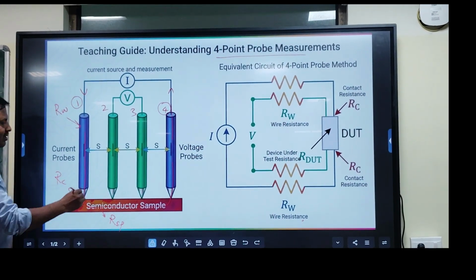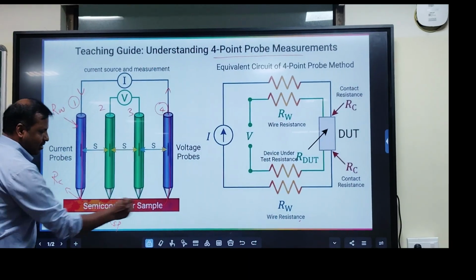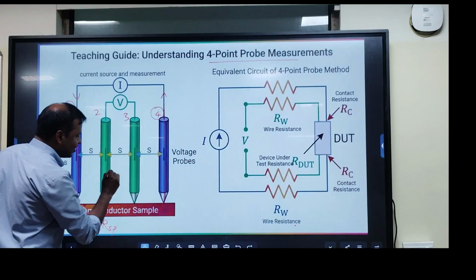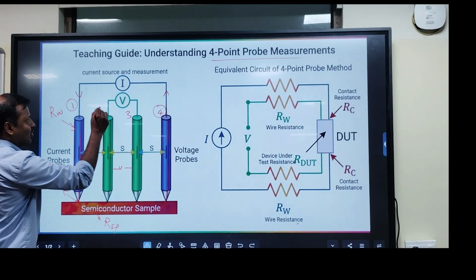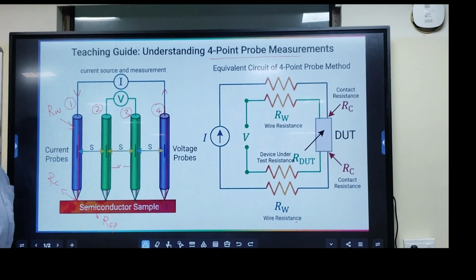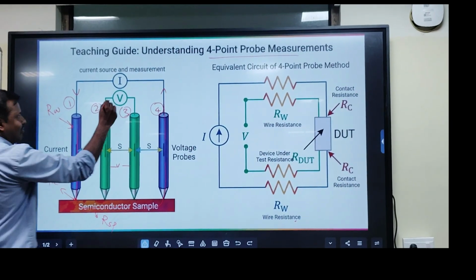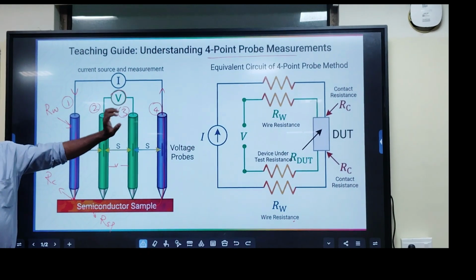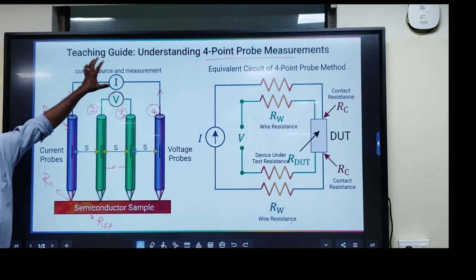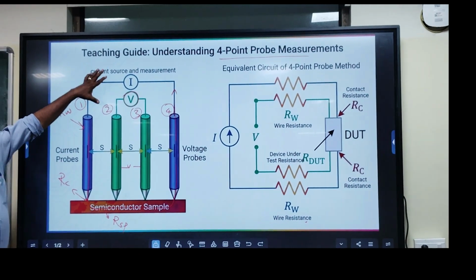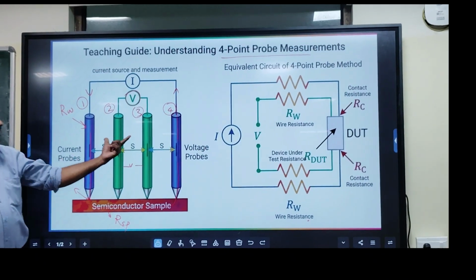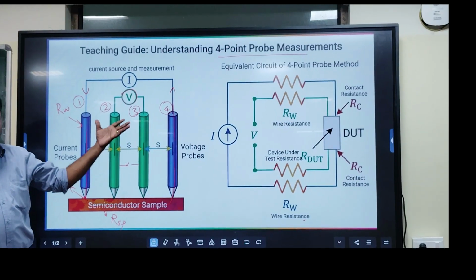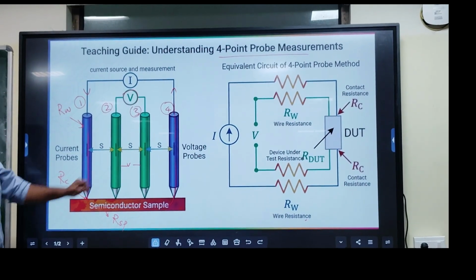For the inner probes, because of this current flow, we have to measure the voltage across probe 2 and 3. To measure the voltage, we will be connecting the voltmeter across probe 2 and 3. So we connect the current source meter to pass the current, and in the inner probes, 2 and 3, we connect the voltmeter to measure the voltage. This is the basic setup.